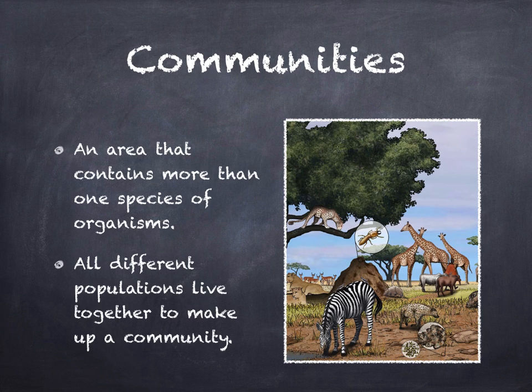Communities. A particular area contains more than one species of organism. The prairie, for instance, includes prairie dogs, hawks, snakes, and grasses. All the different populations that live together in an area make up a community.